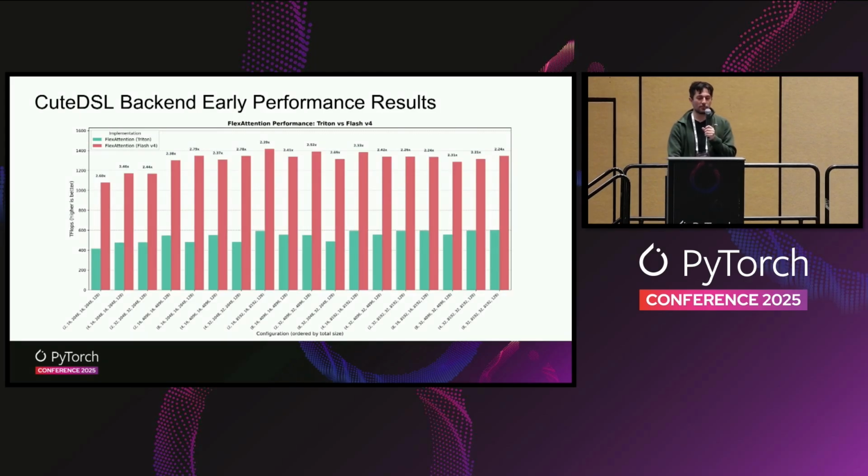And so here's some early performance results with CuteDSL. We show the Flex Attention version with Triton versus the Flex Attention implemented with Flash v4, which uses CuteDSL. And this really illustrates that the Triton performance really has not been the best on Blackwell. On all of the different Flash Attention shapes here, we're getting over 2x performance improvement over Triton. And so in the future, I think this really justifies our investment. We'll continue working to get CuteDSL to implement more operations.